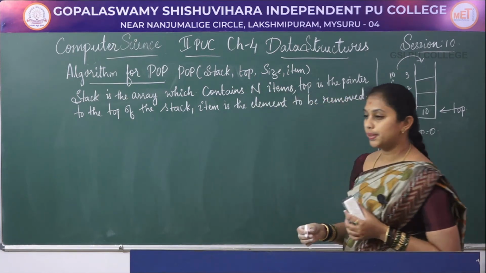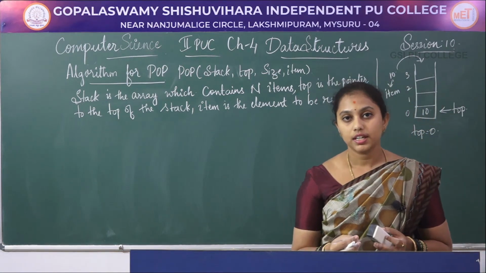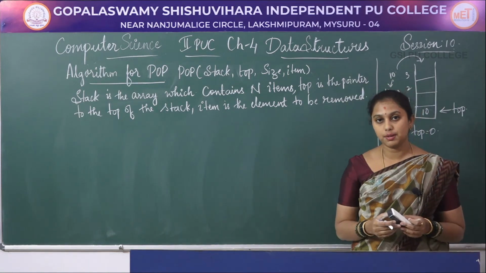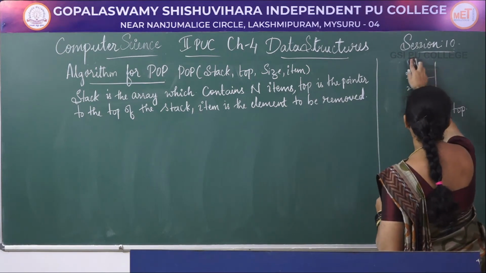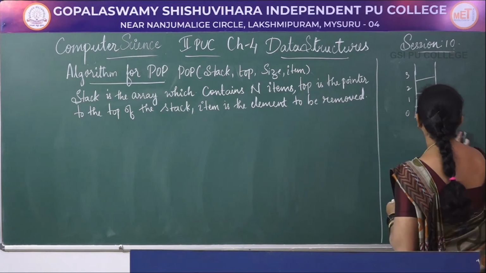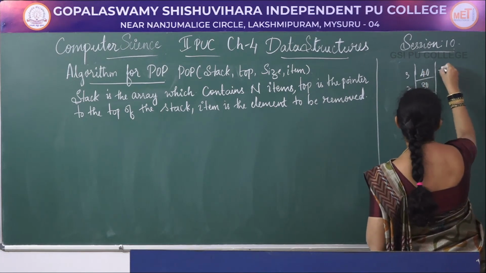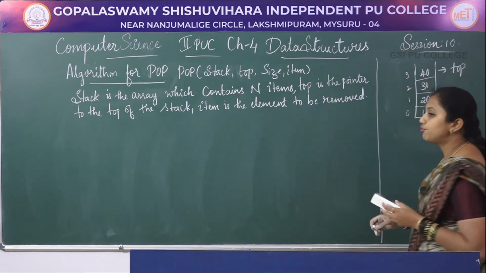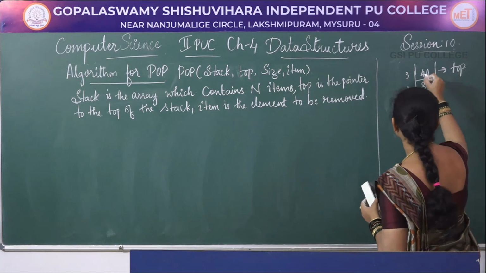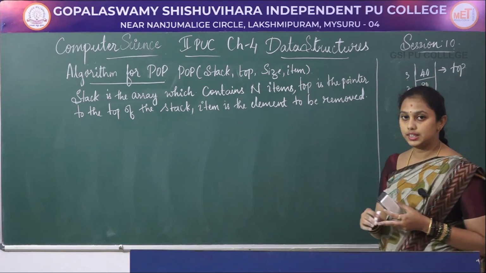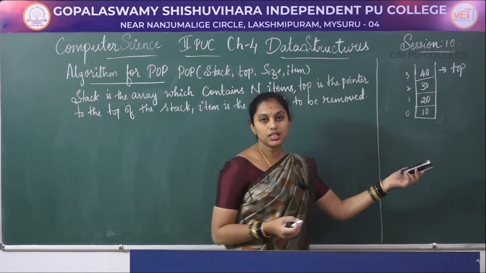So what is pop? It is nothing but removing an item from the stack. So it is also called as popping an element from the stack. So now let's see how to perform pop operation. Consider an array which contains 10, 20, 30 and 40 as its items. So the top of this stack is position 3. Now I want to remove the elements from the stack.